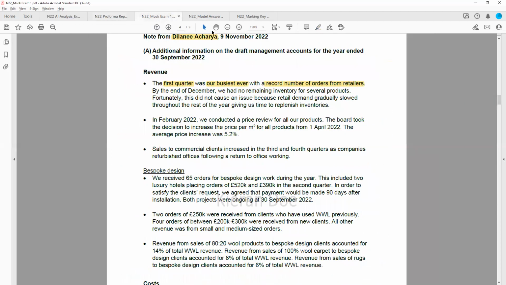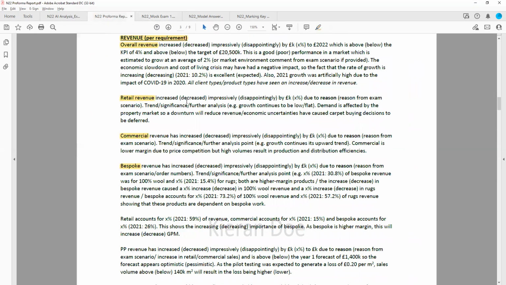But we can see the first point here is all about retail revenue. So you get your retail revenue, and we're going to say whether it's gone up or down, with the number. And then we've got our reason here. So always try to get a reason from the exam paper. We want to use the information the examiner's given us as much as possible. The examiner wants to see us absorb, react and analyze that information.